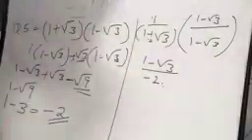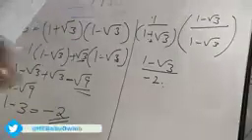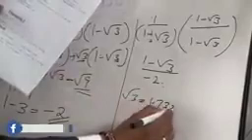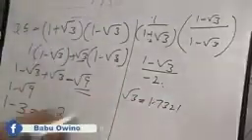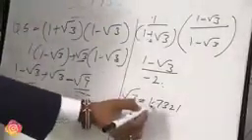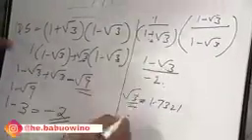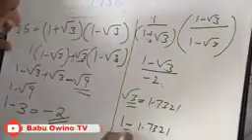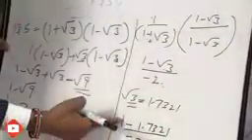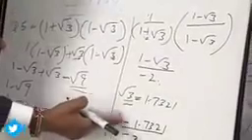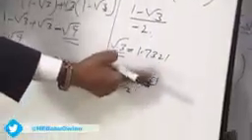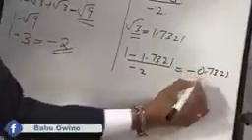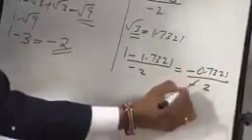Hence evaluate to 3 significant figures. We've also been given that root 3 equals 1.7321. So where there is root 3, you replace it with 1.7321. So we have 1 minus 1.7321, divided by minus 2. Solve the numerator alone: 1 minus 1.7321, you get minus 0.7321. Divide by minus 2. The negatives cancel.